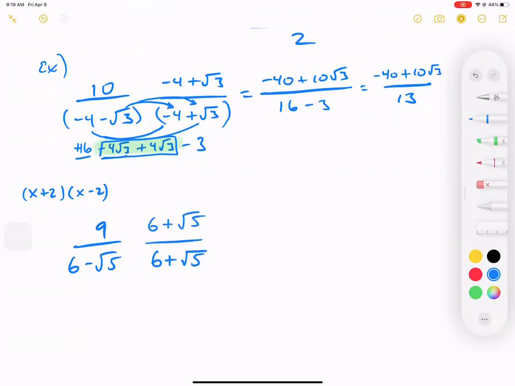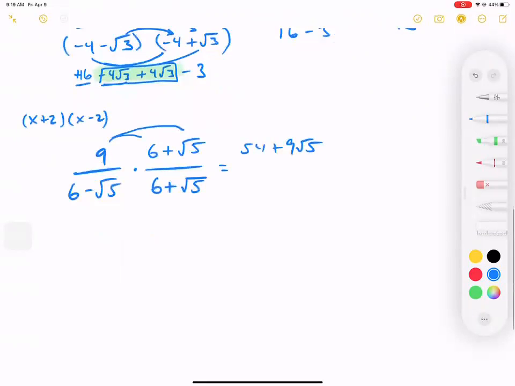Now, again, these are multiplying each other, right? But you don't need to write the parentheses. We kind of get the idea. But we are multiplying these terms by each other. So top times top. 9 times 6 is 54. 9 times square root of 5 is 9 square root of 5. Okay. On the bottom, it's binomial times binomial. So everybody has to multiply everybody. 6 times everyone in the back, and square root of 5 times everyone in the back.